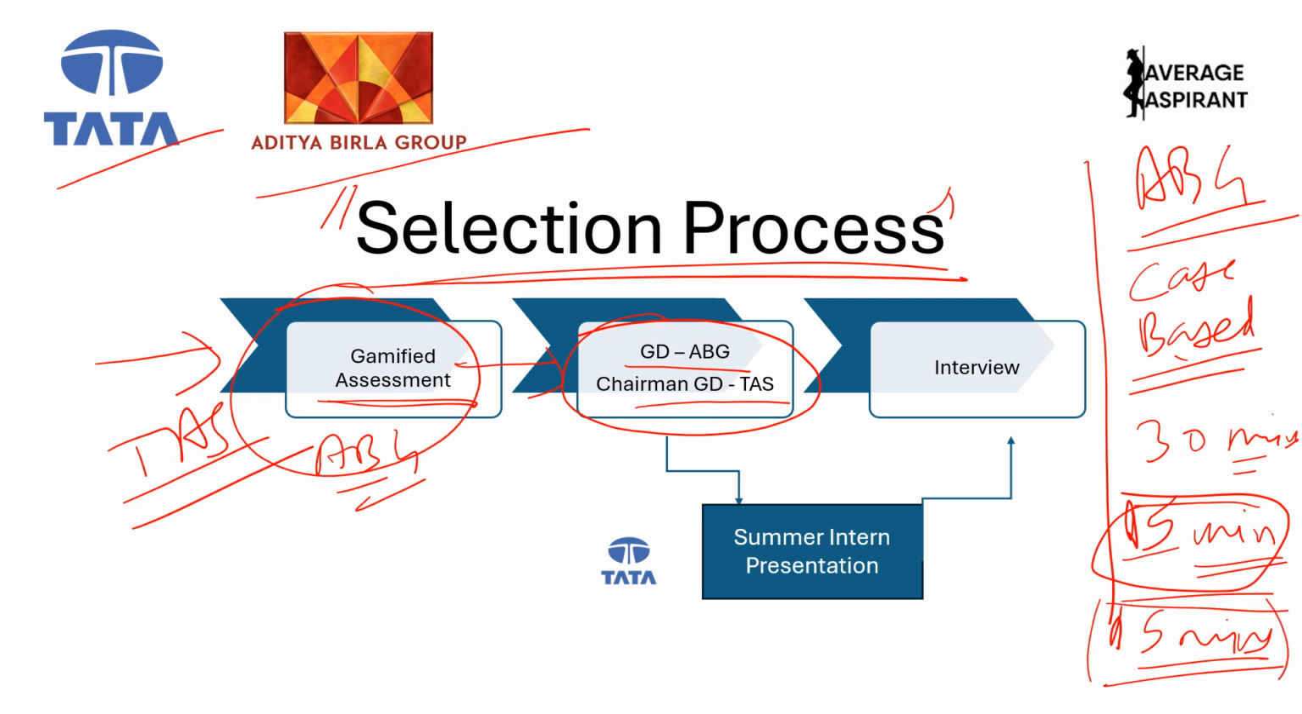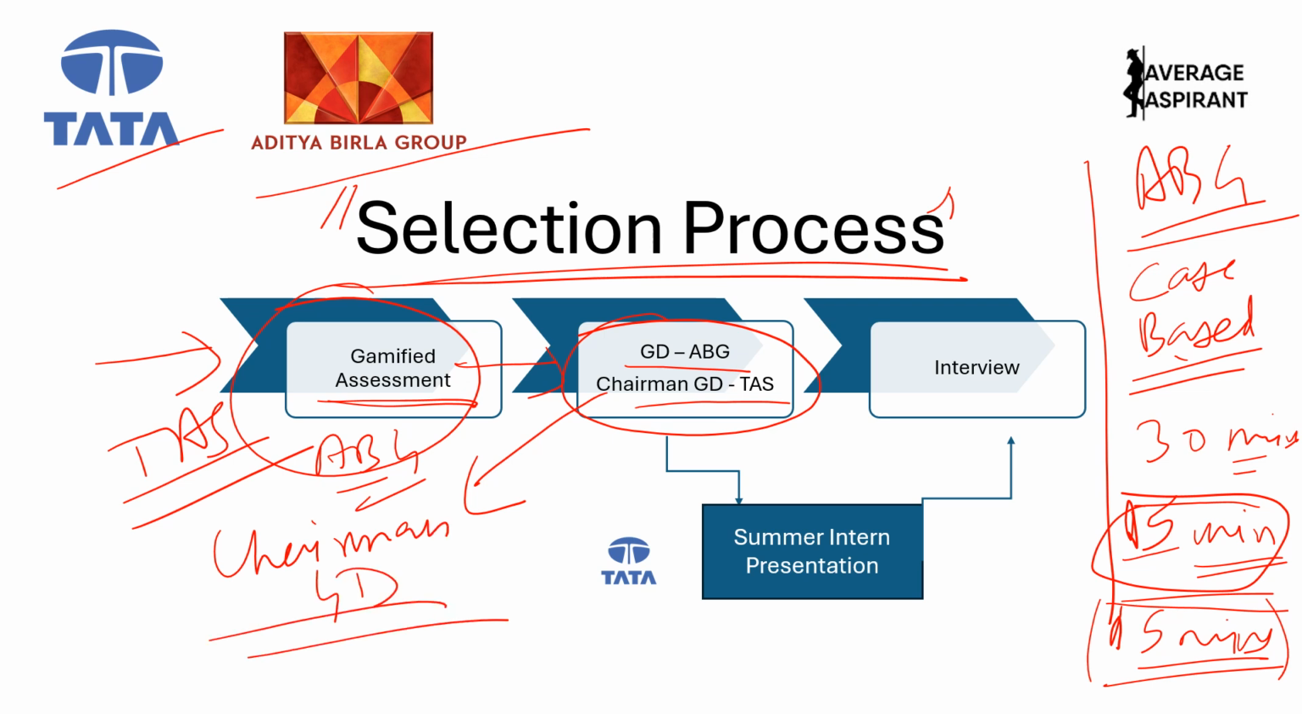So it is very important to read the case. If you don't understand what the problem statement is, you might not be able to provide your inputs in the group discussion. Now there's a chairman GD in TAS. So what is chairman GD?